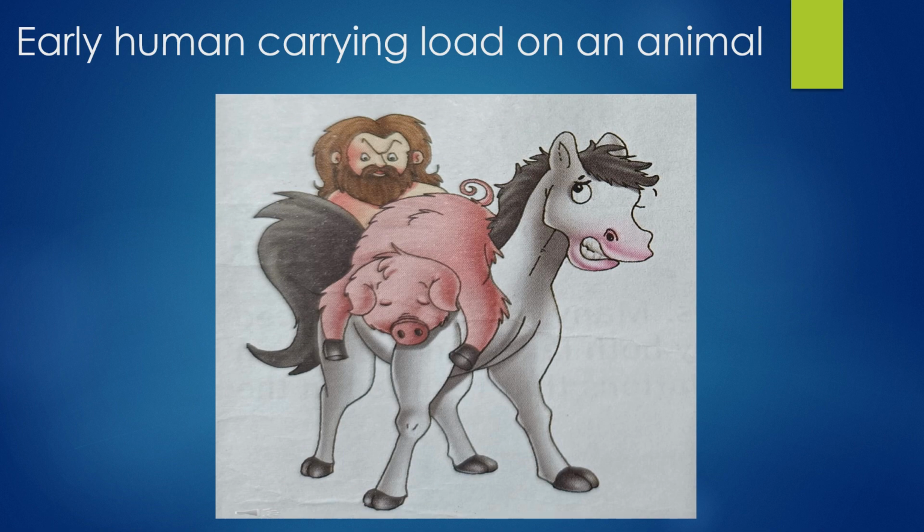Students, early humans also used animals like horses, donkeys, bullocks for carrying heavy load. As you can see in this picture, a dead animal is loaded on the horse, but they took a lot of time. With the passage of time, they developed raft and sledges to carry heavy things.